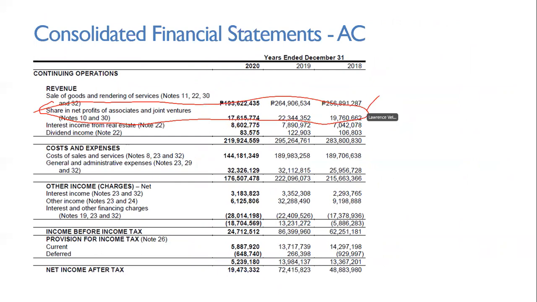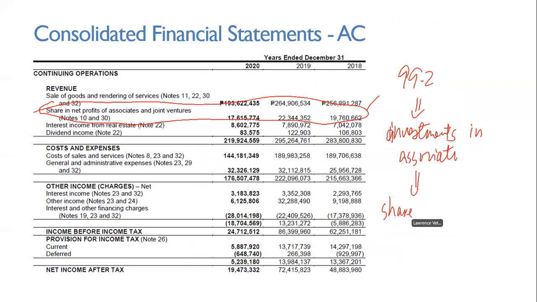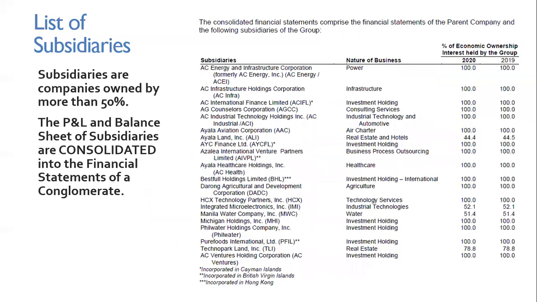Right? Kung naalala mo sa 99.2, merong tinatawag na investments in associate. Okay? Ano yung investment in associate? We recognize the share in net income from associate. Right? Meron ganyang income statement item. At ito yon, ito yung 17.6 billion dito. Okay? So, yun ang ibig sabihin ng investments in associate. Okay? Ano-ano ang investment in associate in this financial statements?